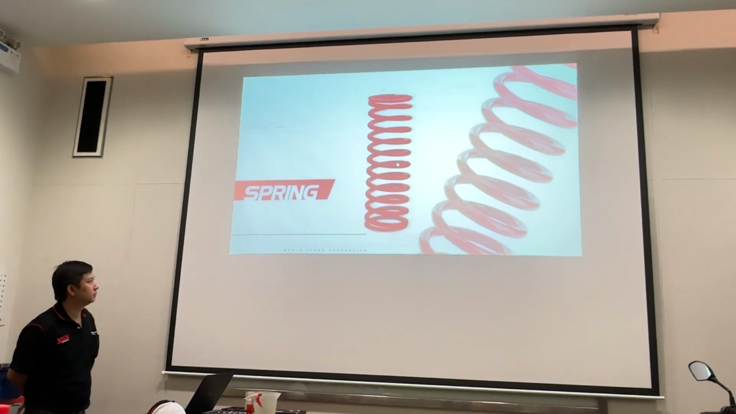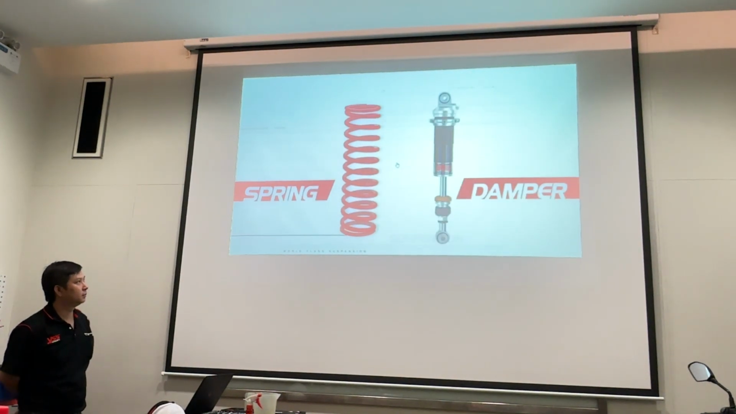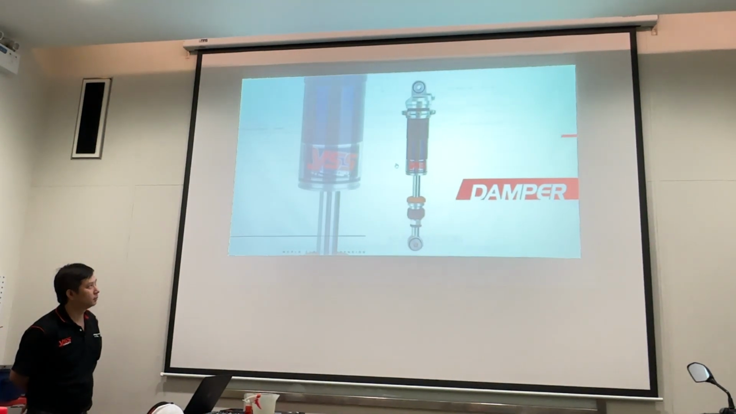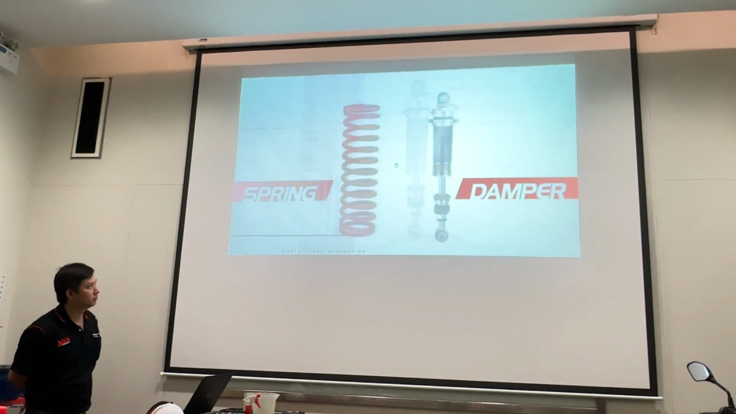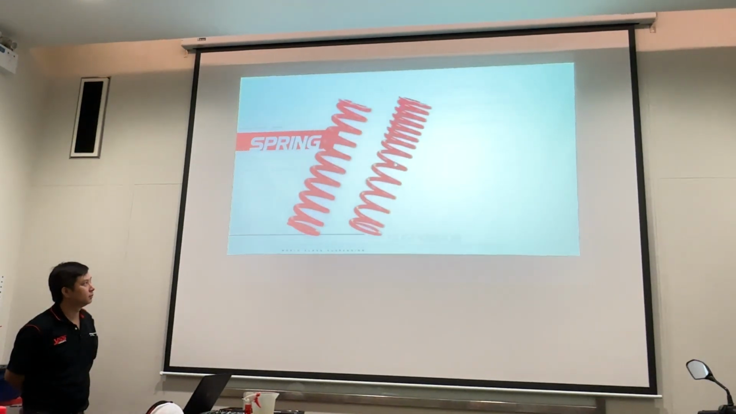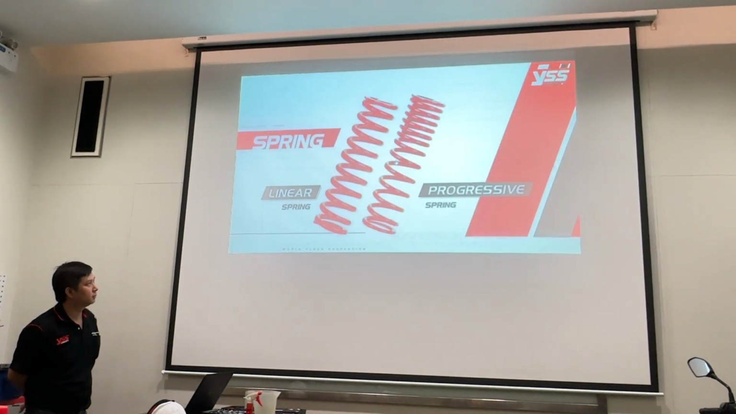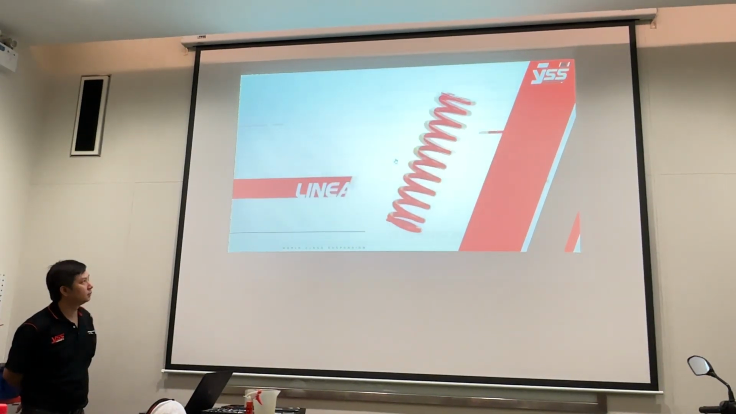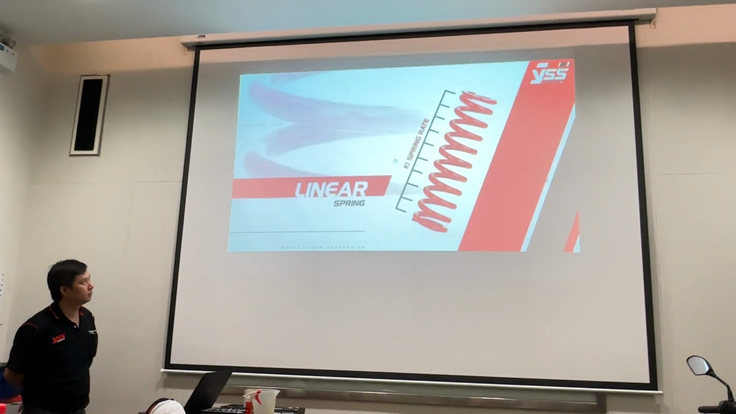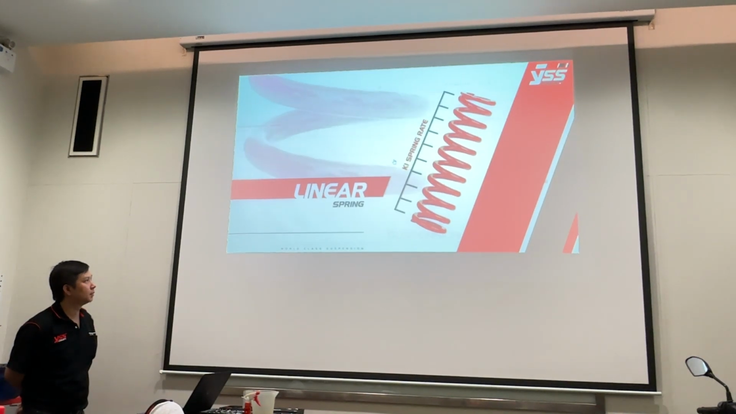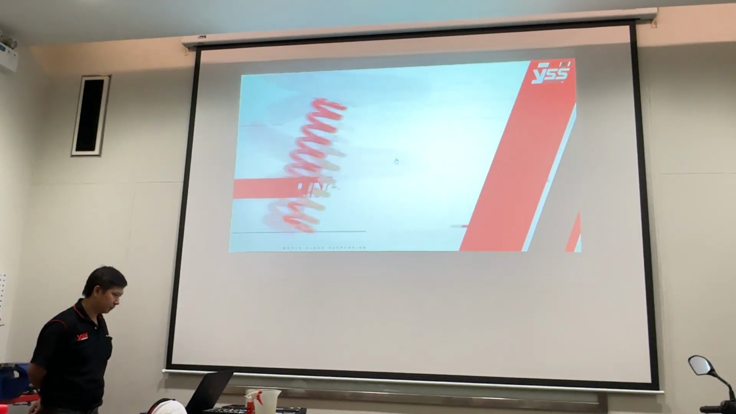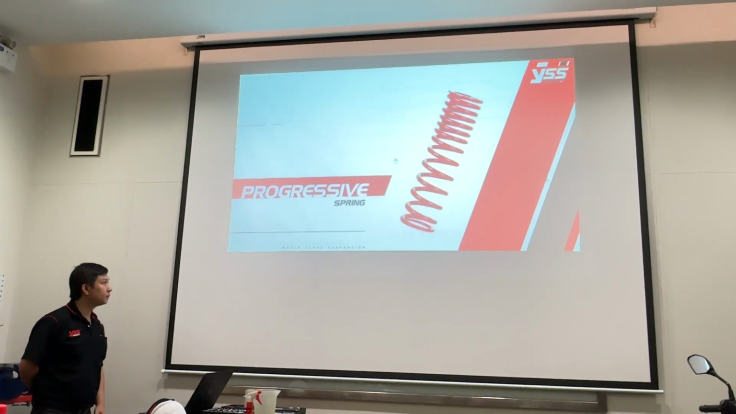Spring supports weight of bike and rider. Damper is to control and balance spring's vibration and movement. Most vehicles typically use coil springs, which has two types. 1. Linear spring has consistent coil spacing and builds up resisting linear force. 2. Progressive spring has variable coil spacing.